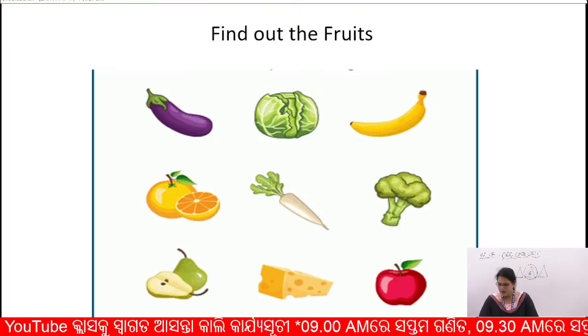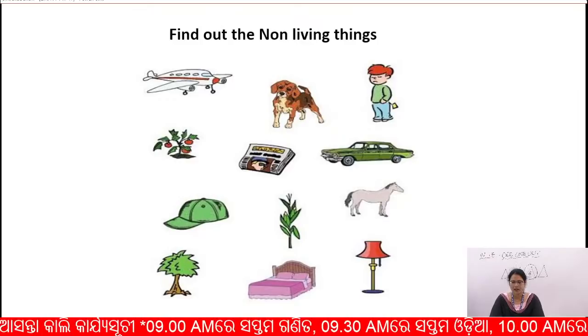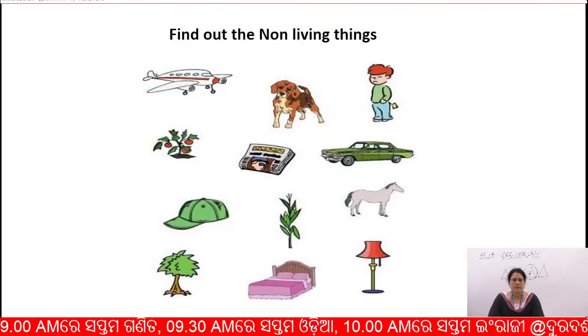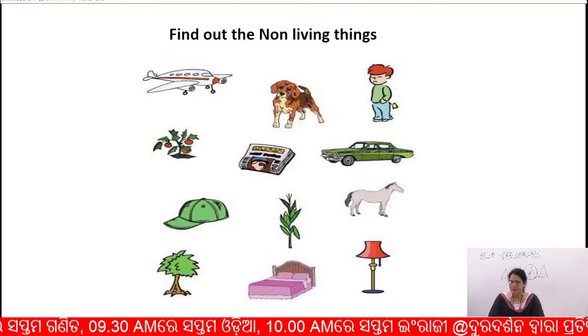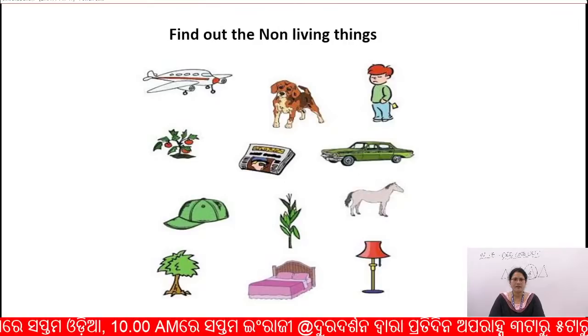Look at the next one, students. Find out the non-living things. We have now studied non-living things. So look, which images have no life? They cannot move, eat or breathe. What are they? Yes, aeroplane, newspaper, car, bed, lamp and cab. Yes, you can easily identify. These are non-living things. They have no life. And others have life. The dog, horse, they have life, students.